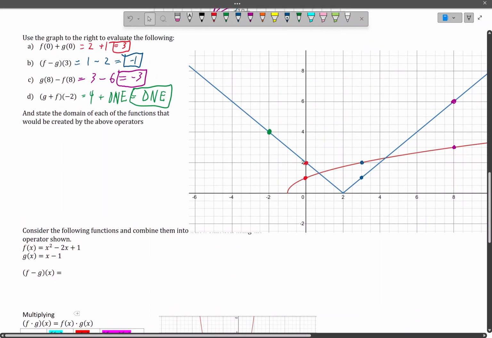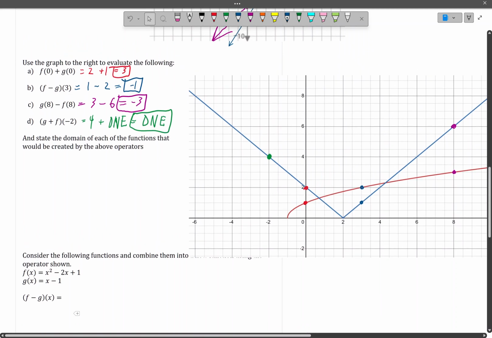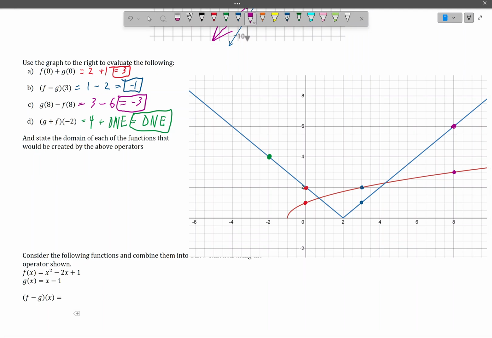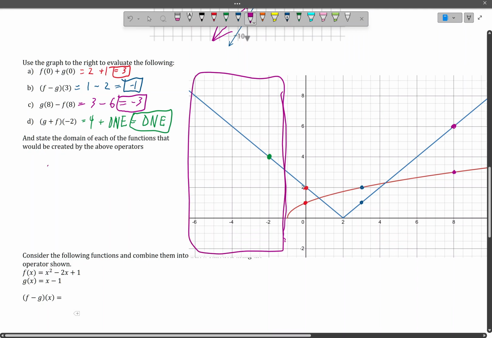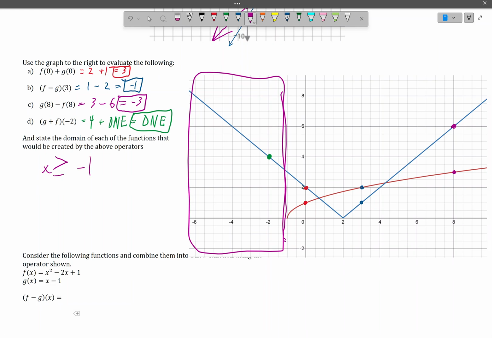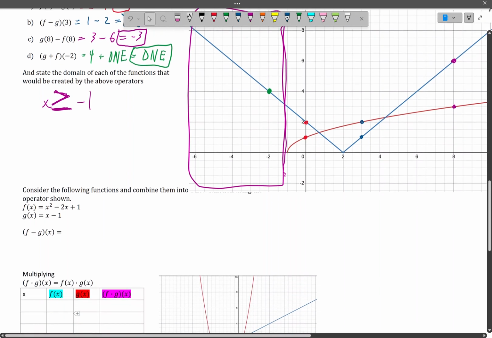Okay, if we're stating the domain of the different situations, well, whenever we add or subtract for all of these, you're going to have this situation over here on this side of the graph. So x has to be bigger than -1, because if it's less than -1, one of the two functions does not exist. And so that is a restriction on the domain over there.